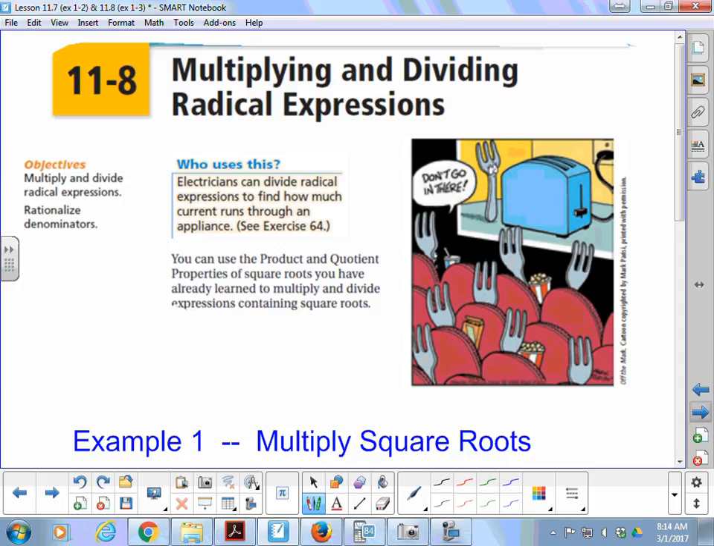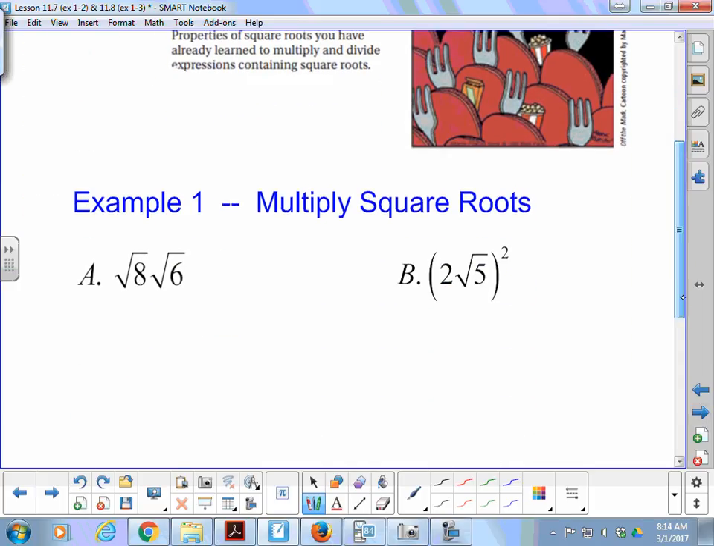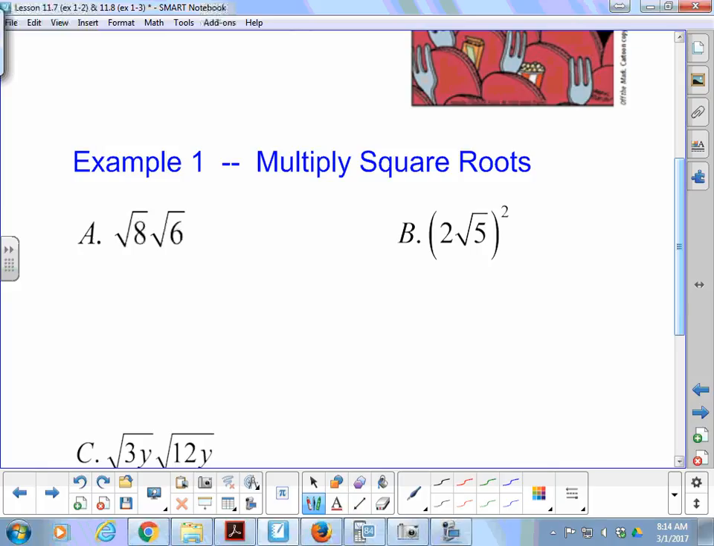So just like with adding radicals, if we have like radicals, we can put them together. But when we're multiplying radicals or multiplying square roots, we're just going to multiply the numbers that are underneath the square root sign. So if you have numbers underneath the square root sign, they can be multiplied together. So here, the square root of 8 times the square root of 6. Because both the 8 and the 6 are under the radical, and we're multiplying them together, we can multiply the 8 and the 6.